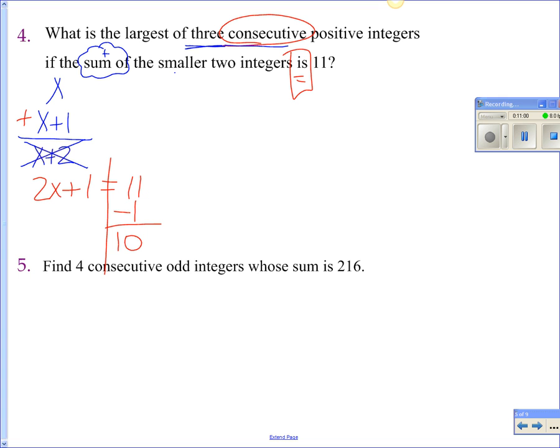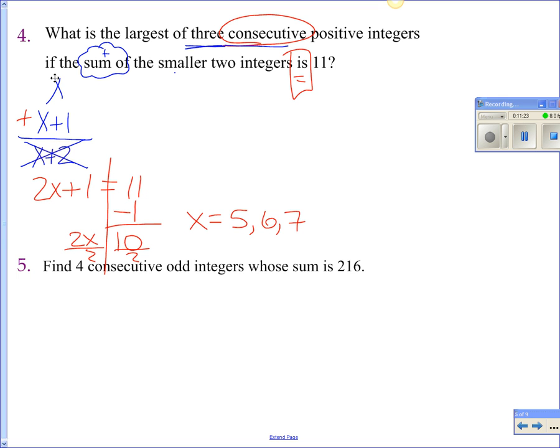Okay. Very good. So x equals 5. Sarah, is 5 my final answer? Nope. What else do I have to put? 6 and 7. Now, I know we marked this one out, but it still wants 3.